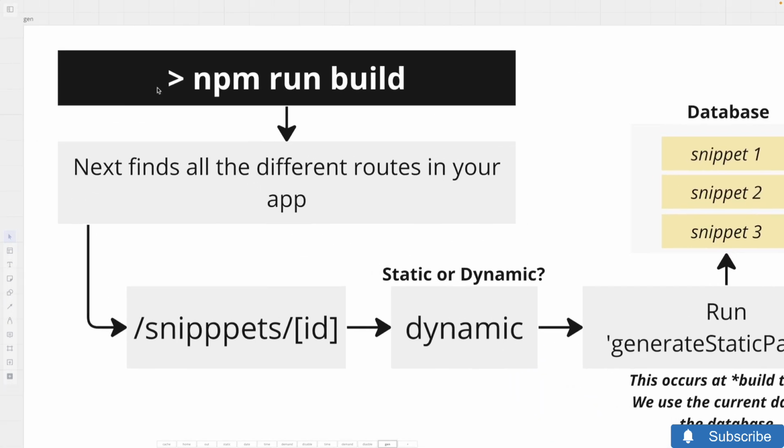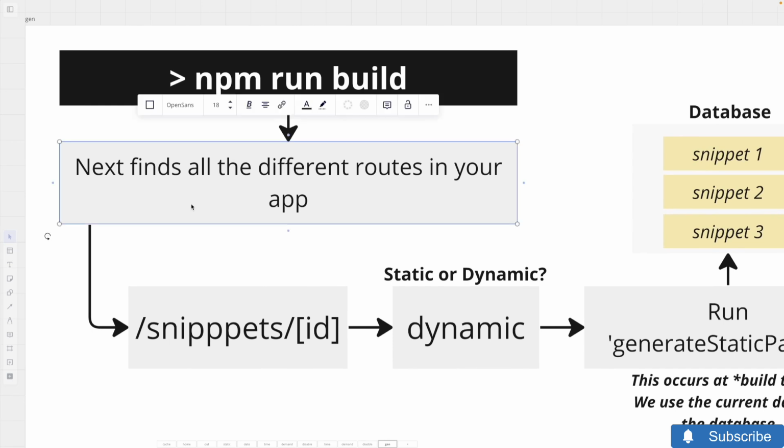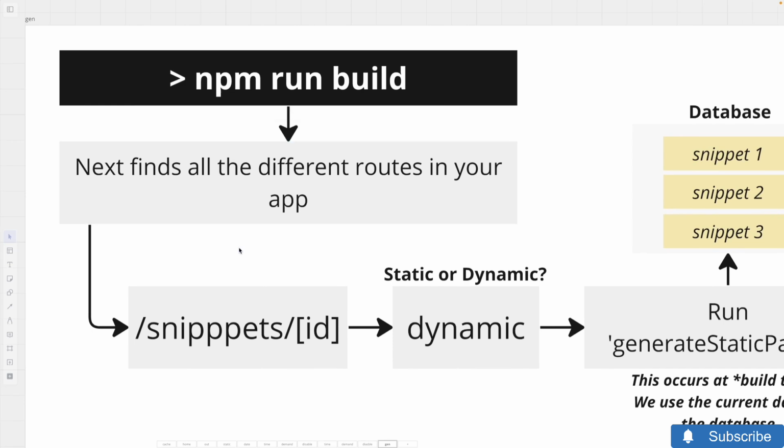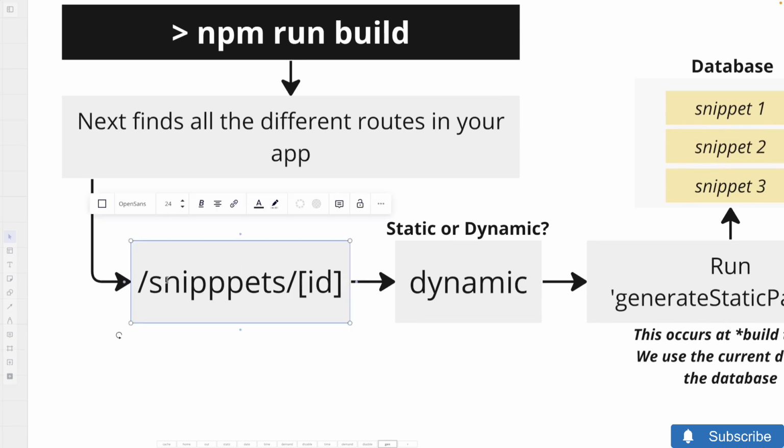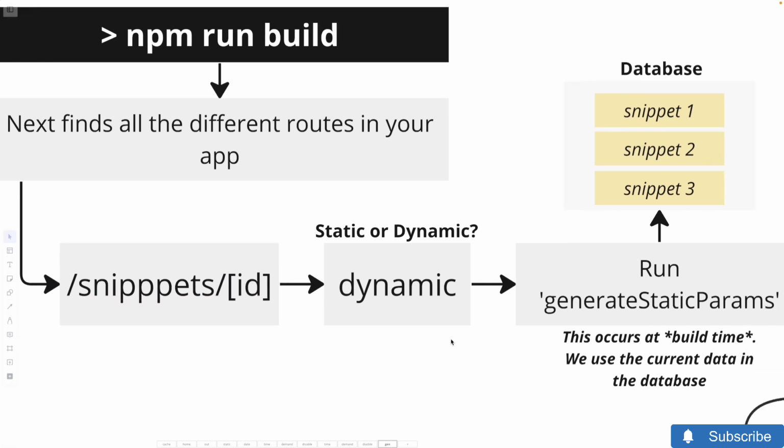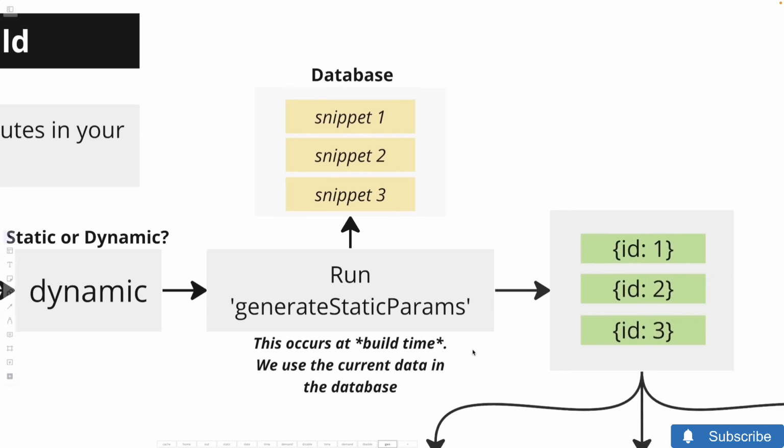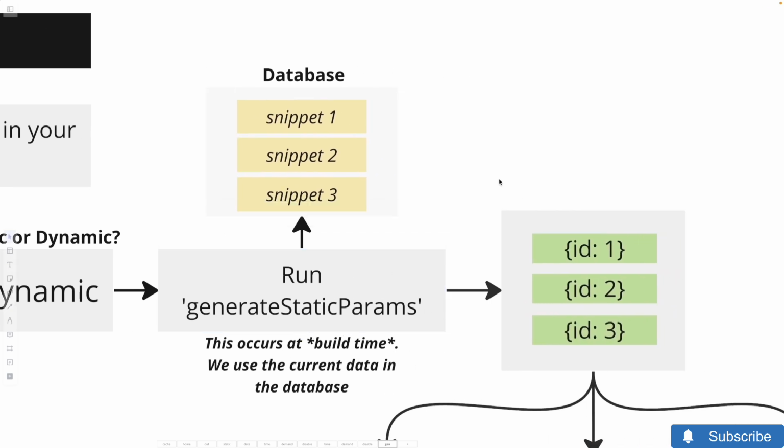First, whenever we run the command npm run build, once again, Next is going to find all the different routes in our application. And one it's going to find is snippets/wildcard ID. Because it's got that little dynamic portion right there, Next is going to mark this route as dynamic. But we can still get some caching enabled for this page by implementing a function called generateStaticParams. This is going to be a function that we export from the page file.